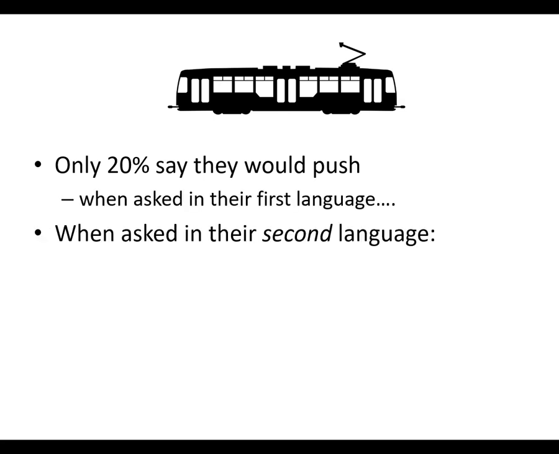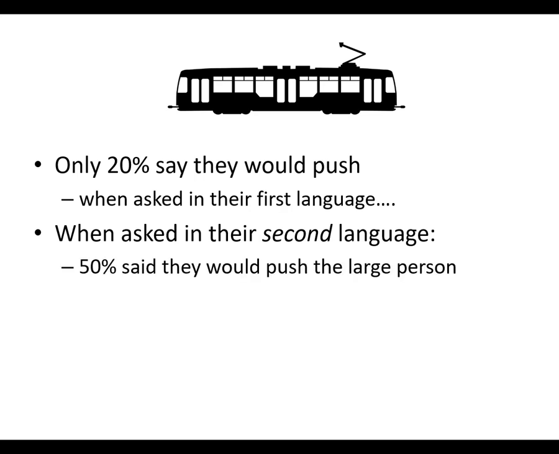What happens when we ask individuals in their second language the exact same question? This is, of course, a between groups study. We're not just asking them the exact same question in another language. We're asking different people the same question. We're comparing averages across groups. When we ask people in their second language this version of the trolley problem, half of them say they would push the large person. So we've gone from 20% to 50%, asking the exact same question, but simply doing so in people's secondary language.